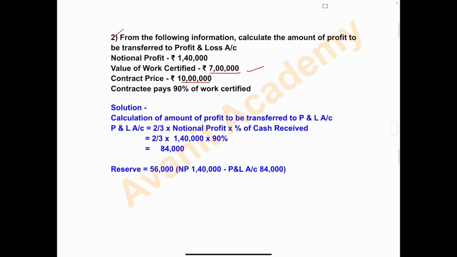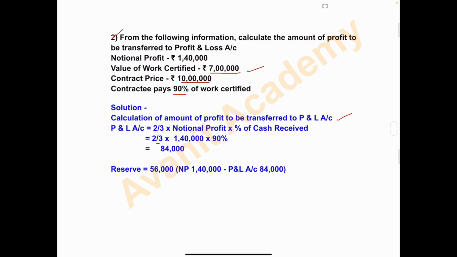Calculation of amount of profit to be transferred to profit and loss account. Formula is profit and loss account is equal to 2/3 into notional profit into percentage of cash received. In this problem, percentage of cash received is given, that is 90%. So I have taken percentage of cash received. If you want, you can take cash received divided by work certified. In place of percentage of cash received, you can write cash received divided by work certified.